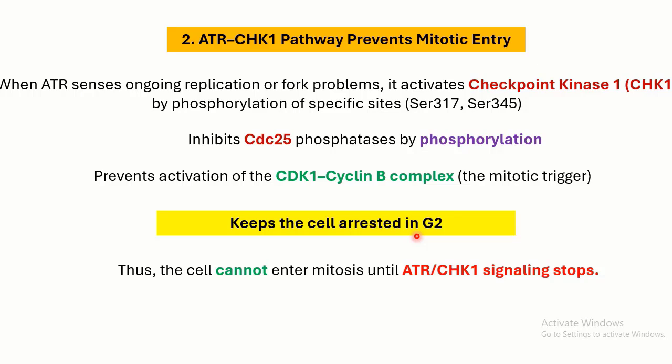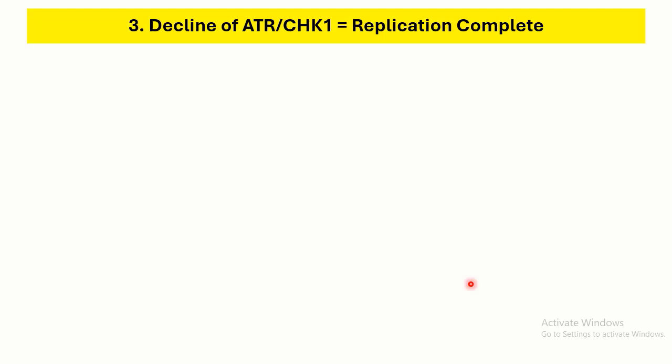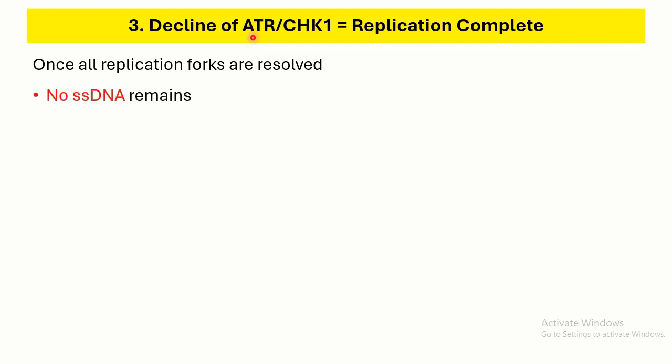Once you have completely replicated the DNA, and you have got rid of the replication forks, you should move into the M phase of the cell cycle. But the first thing you need to do is take care of this ATR and checkpoint kinase 1. How is it happening? When the replication is complete, you have to go for the decline of the ATR and the CHK1 signaling pathway. Once the replication forks are resolved and all of the replication has been completed, that would mean that there is no single-stranded DNA now.